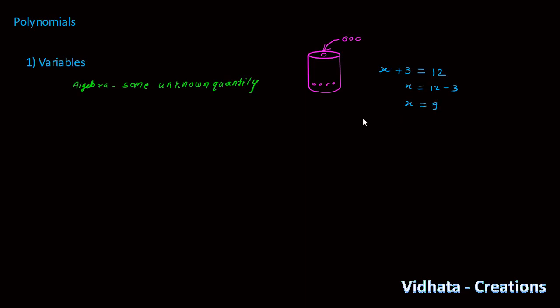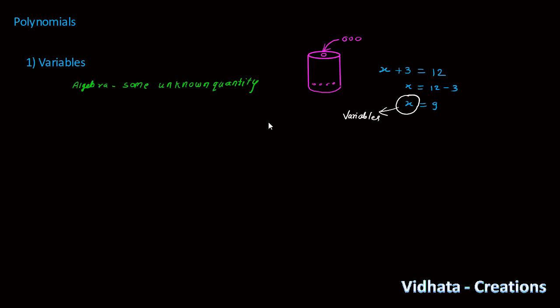In this way, here if you see, for the unknown quantity, how many coins were there in the coin box, we were not aware of that. For that unknown quantity, you use the variable x. So such alphabets are used in algebra for unknown quantities. We call them variables.